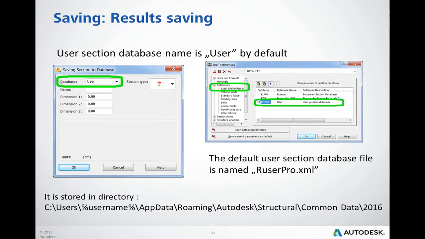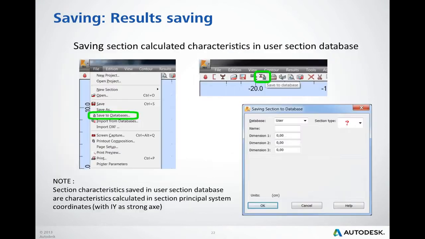The default user section database file name is ruserpro.xml file. The path to this file is shown at the bottom of the slide. Saving to the database can be performed from the File menu or by a button on the toolbar. As mentioned before, section properties saved in a user section database are properties calculated in the section principal coordinate system with the y-axis assumed as a strong axis.